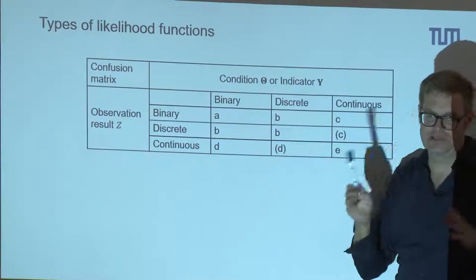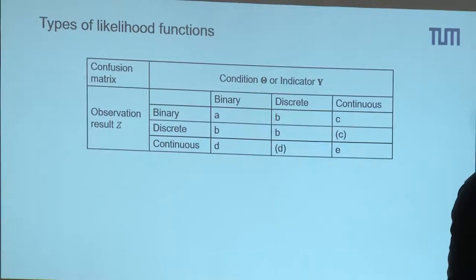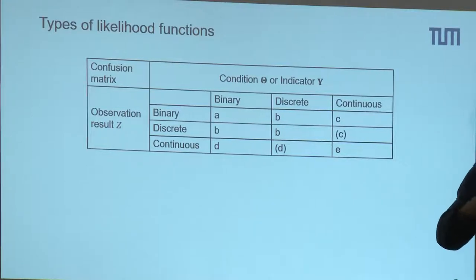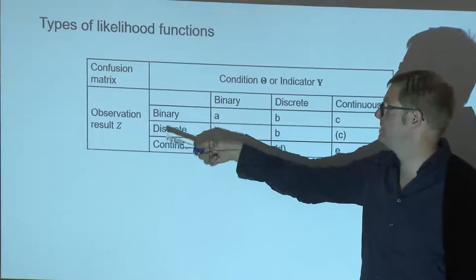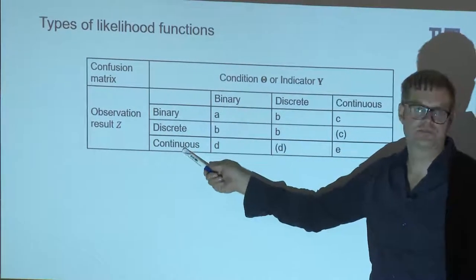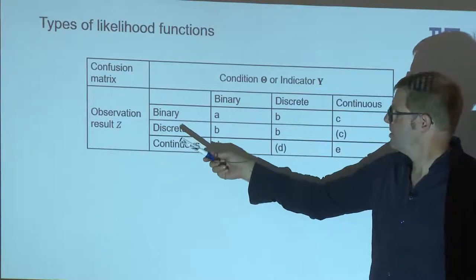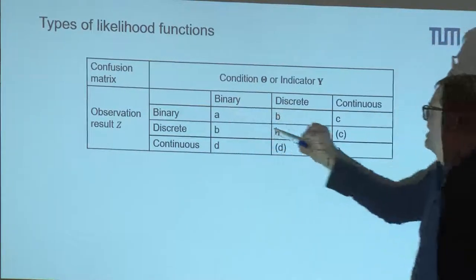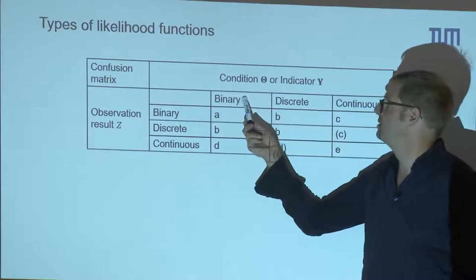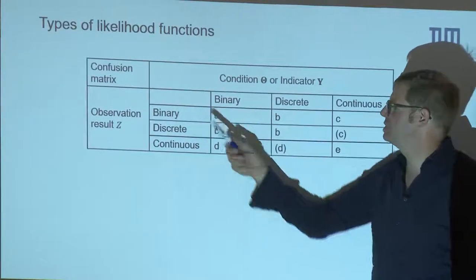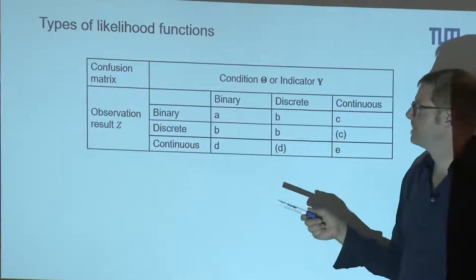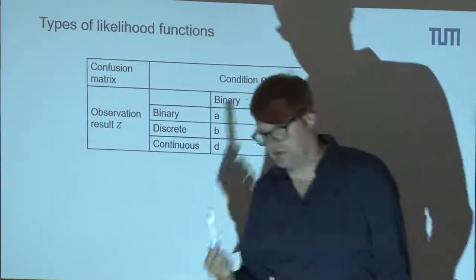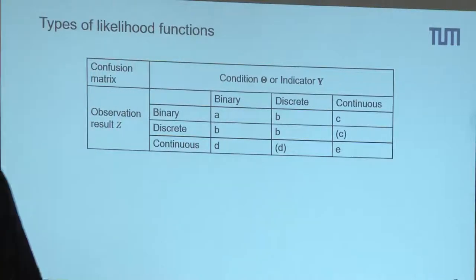So we saw before that what could be here could be either the condition, or if I have this intermediate indicator, it could be the indicator. And then I have the observation result that can also be either binary, discrete, or continuous. Ideally, we are on the diagonal. So if we have a binary condition, we have a binary observation. But all these are possible combinations. I'm just going quickly through those to see what happens.